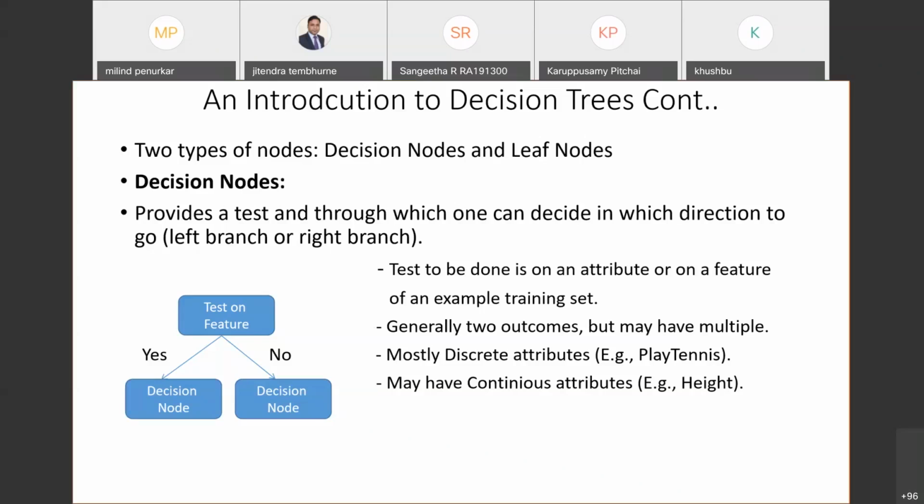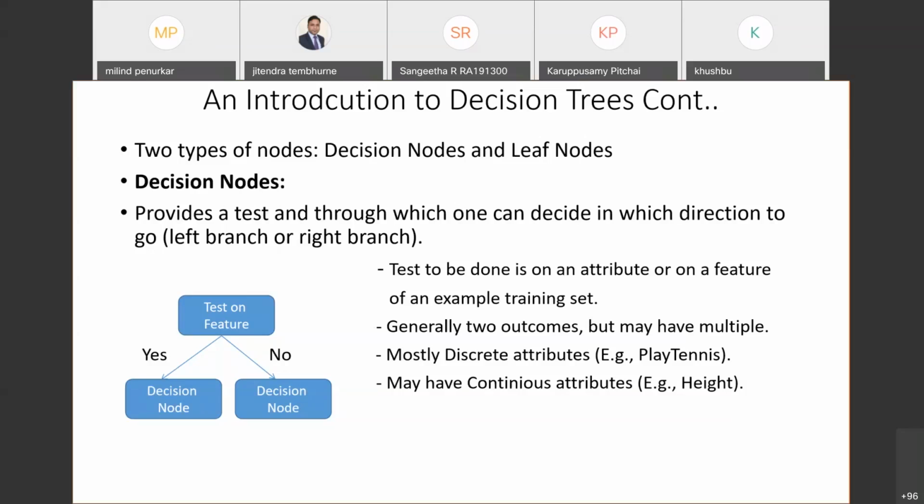So again, there could be multiple decision nodes. Here, if you see a decision node on the left hand side as well as a decision node on the right hand side, the meaning of this is we have not yet predicted the value. So we need to again construct or expand the tree further. The test to be done is on an attribute or feature in the example training set.